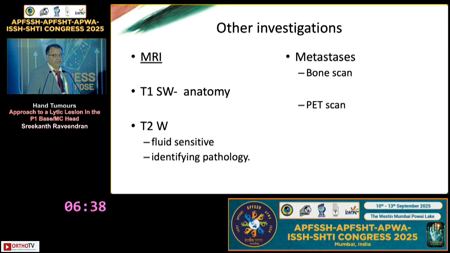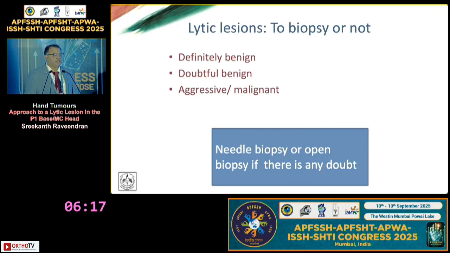MRI is the best one to identify the tumors. T1-weighted images give the well-defined anatomy of the tumor and its surroundings. T2 is for fluid-filled or fluid-sensitive tumors and identifies what kind of matrix is inside. If you are suspecting a metastasis, you could go for the bone scan and PET scan. For lytic lesions, whether to do a biopsy or not depends upon how aggressive the lesion looks in the imaging, and always do a needle biopsy when you're in doubt, and it should be done after your imaging.